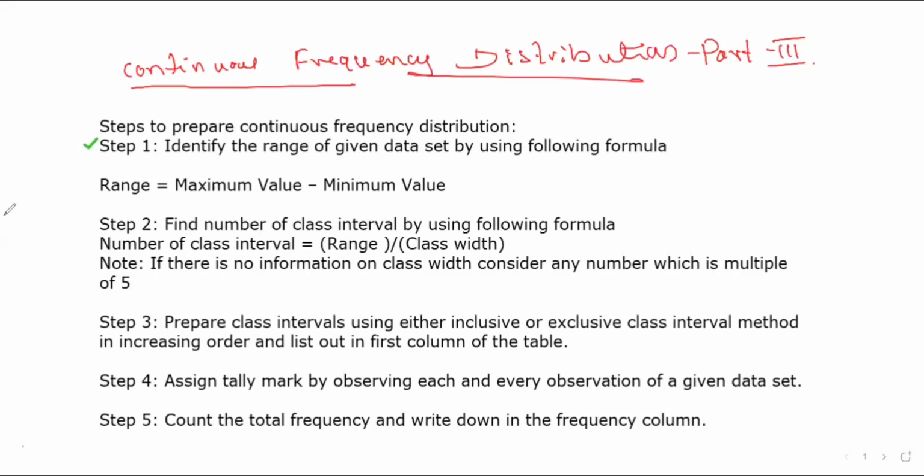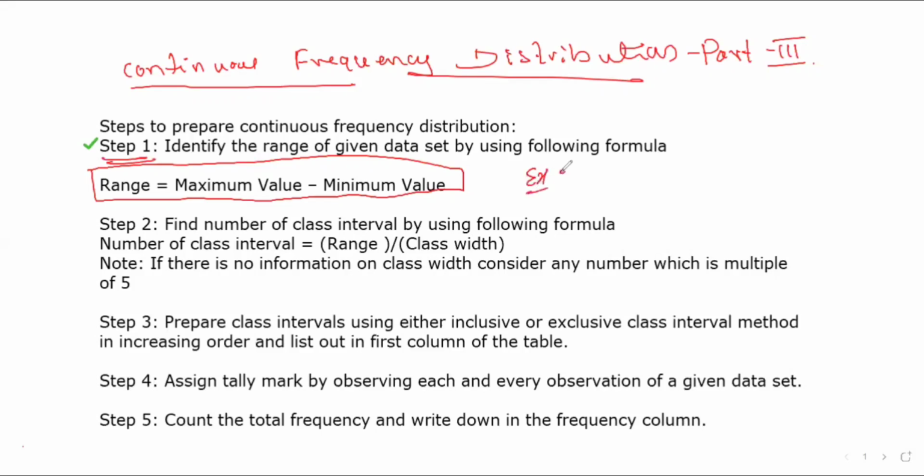The first step, that is, identify the range of the given dataset by using the following formula. It means by using this formula, we need to calculate the range. Right. So range equals maximum value minus minimum value. What is the range? Range equals maximum value minus minimum value.